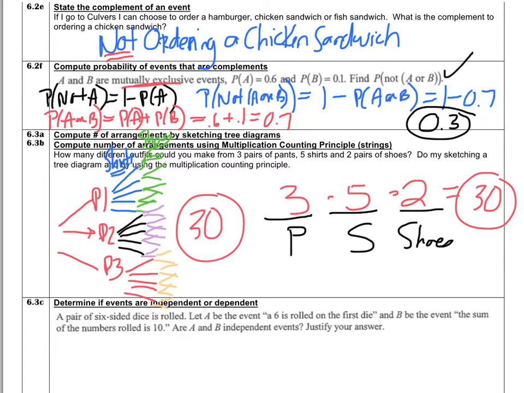Now, if you had to do this on a test, you would have to make sure that these branches were all labeled. So don't forget to say that this would be shirt 1, 2, 3, and this was shoe 1 and shoe 2.